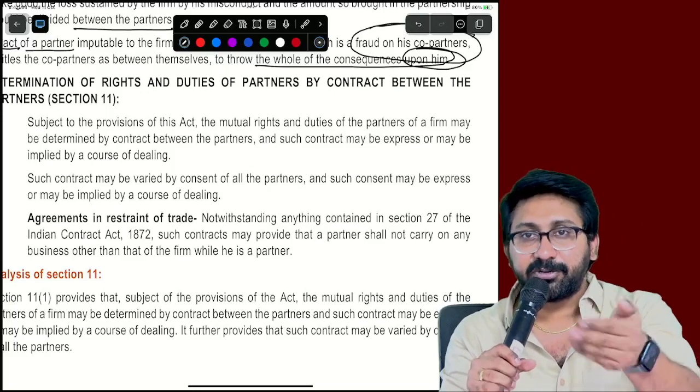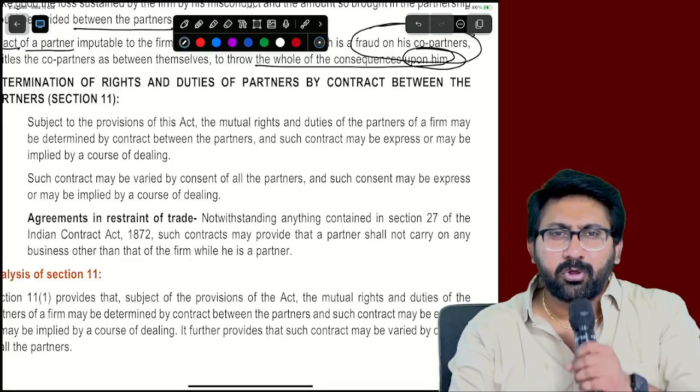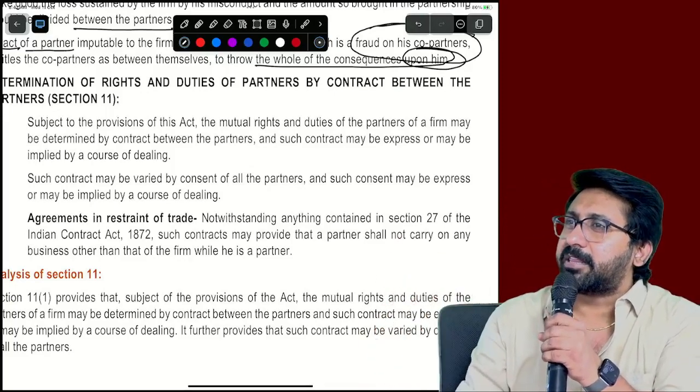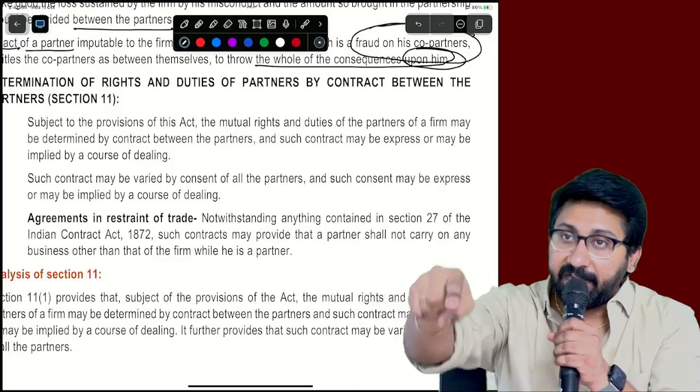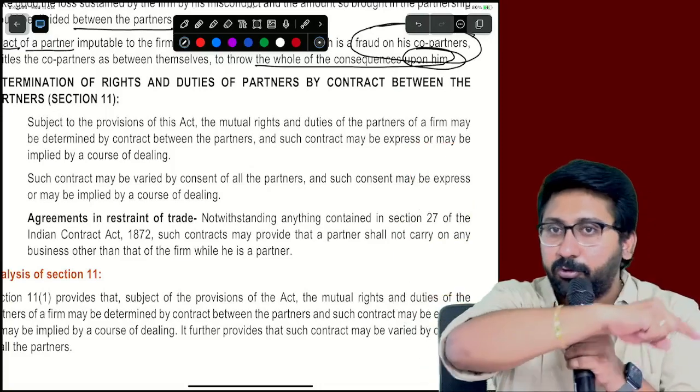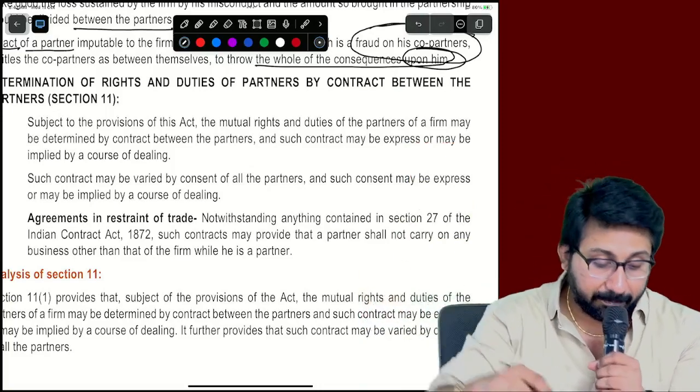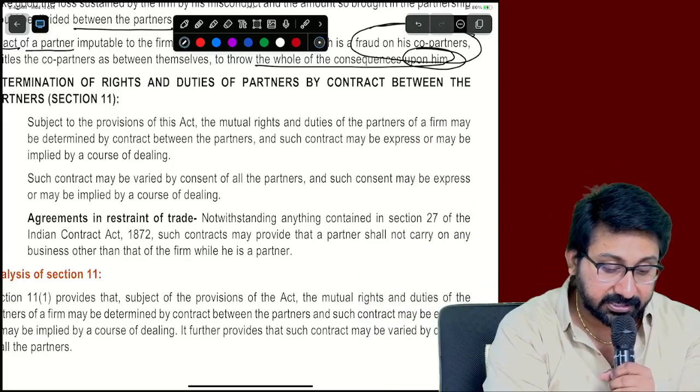In the Act, the rights and duties are already given. But, sir, in the Act only small items are there, and I want to write bigger ones. Then you write on your own. If you write, what you have written will apply. If you don't write, the Act will apply. That's why it says 'subject to the provisions of this Act'.